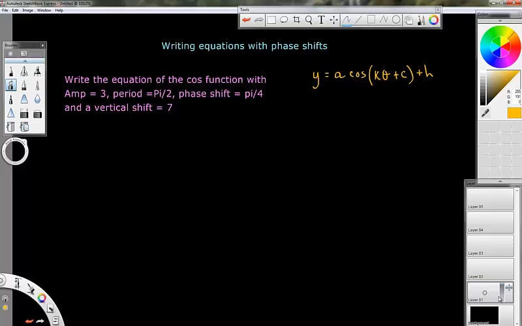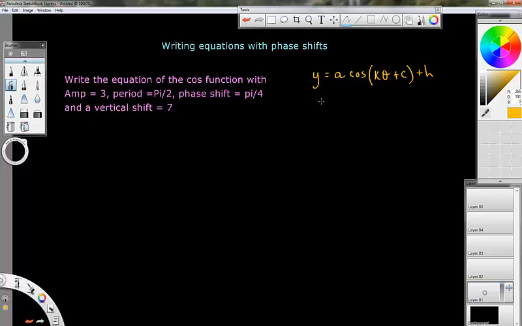All right, we've done a lot of graphing as far as phase shifts and vertical shifts and translations and all that stuff. Now it's time to take the info and write the equation of it in this form right here. We have everything given to us. Amplitude is 3, period is pi over 2, phase shift is pi over 4, and a vertical shift of 7.